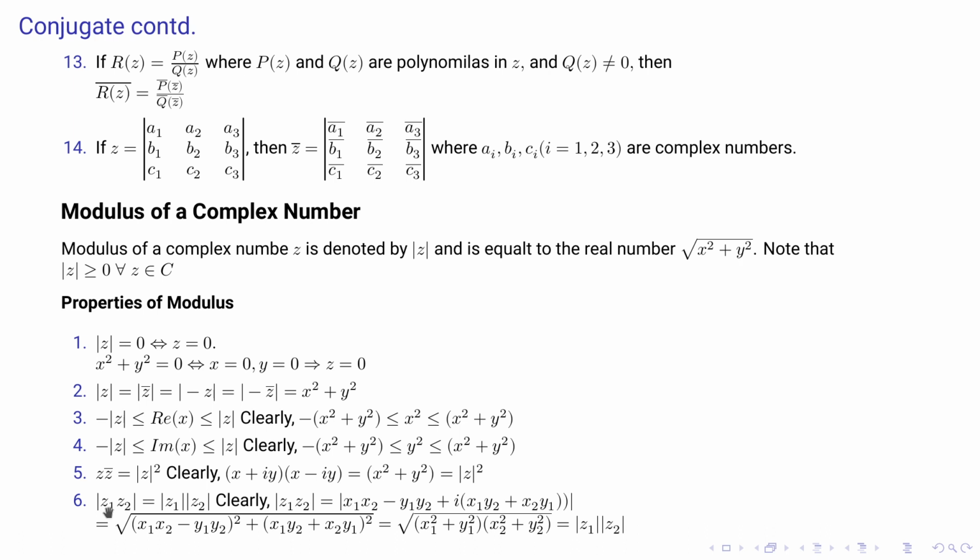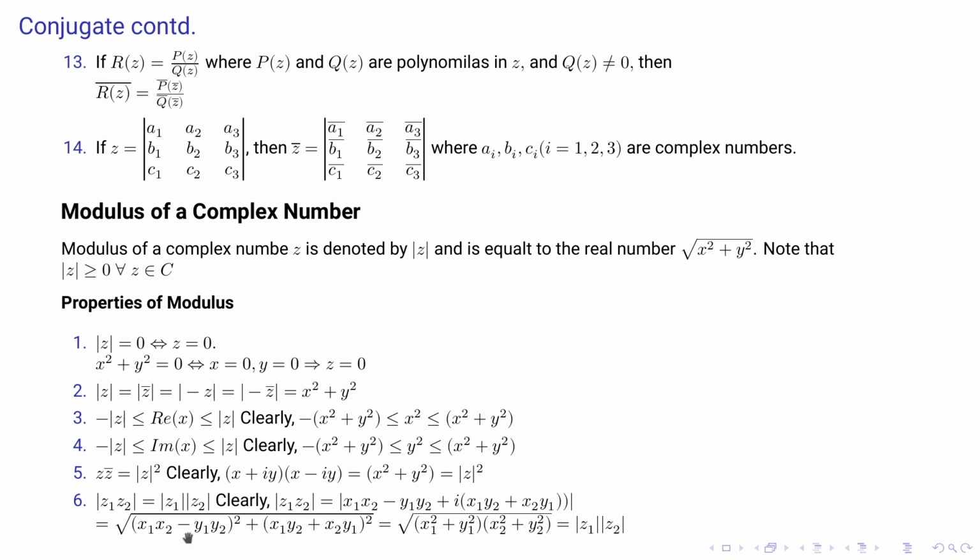Property 6 says that mod of z1 z2 is equal to mod of z1 multiplied with mod of z2. So you substitute the values of z1 and z2 here. You get x1 x2 minus y1 y2 plus i times x1 y2 plus x2 y1. Then the mod of this would be square root of x1 x2 minus y1 y2 whole square plus x1 y2 plus x2 y1 whole square.